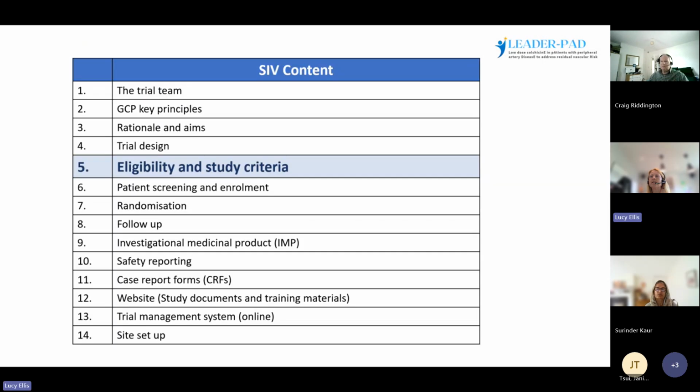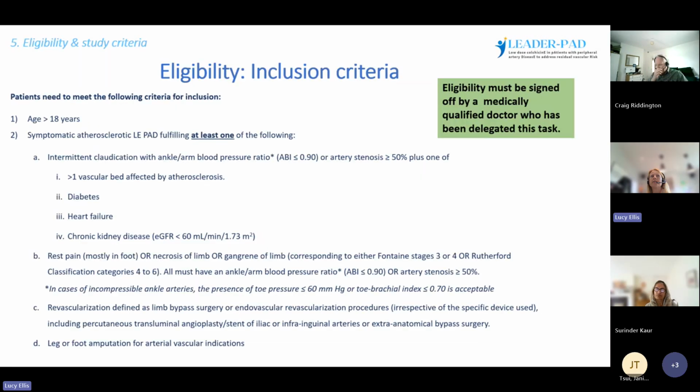Next, moving on to study eligibility criteria. So you should have all seen this in the study protocol. So we're looking at patients that are over 18 years and have symptomatic lower extremity PAD, and they need to fulfill at least one of the following A, B, C, or D that are listed on the screen here.